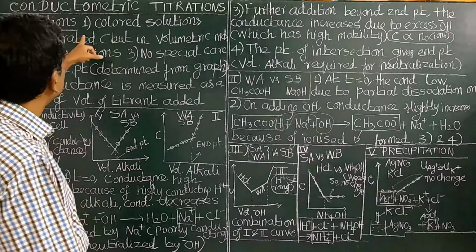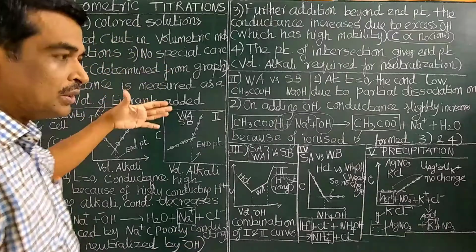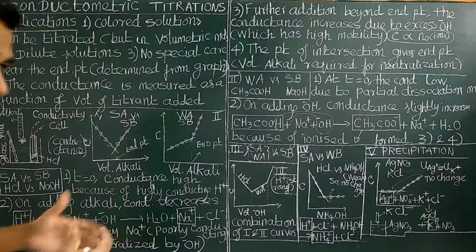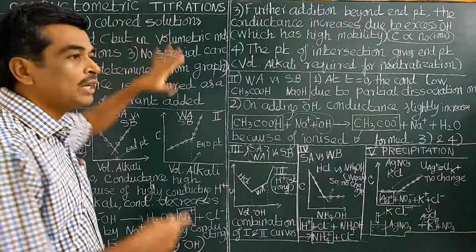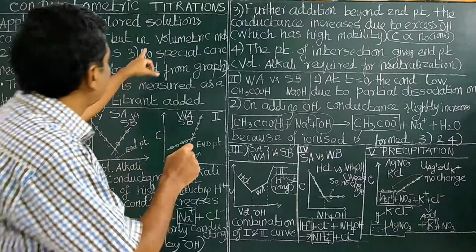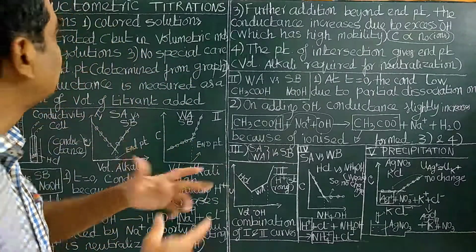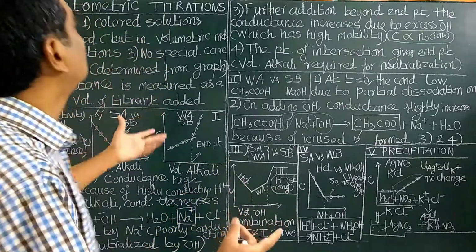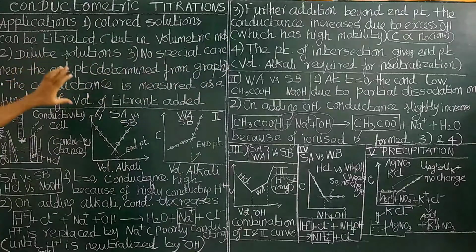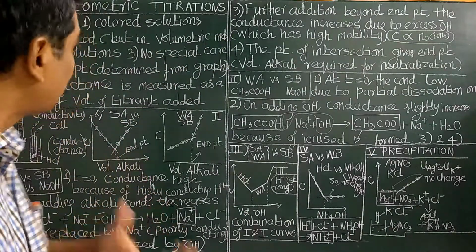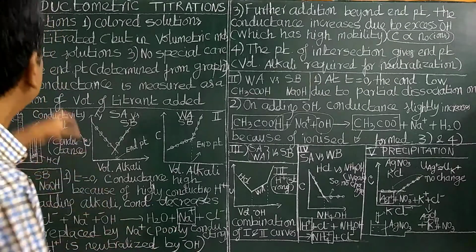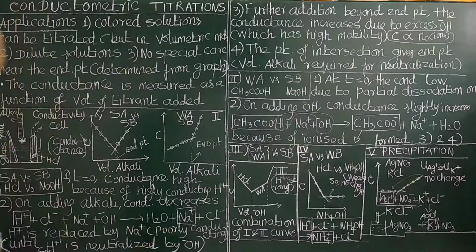What are the applications? Colored solutions can be titrated, whereas in the volumetric method, colored solutions cannot be titrated, because in volumetric titration the end point is the change of color. Therefore, colored solutions cannot be titrated in volumetric methods. Next, dilute solutions can be titrated. Even small concentrations can be determined by using the conductometric titration method.